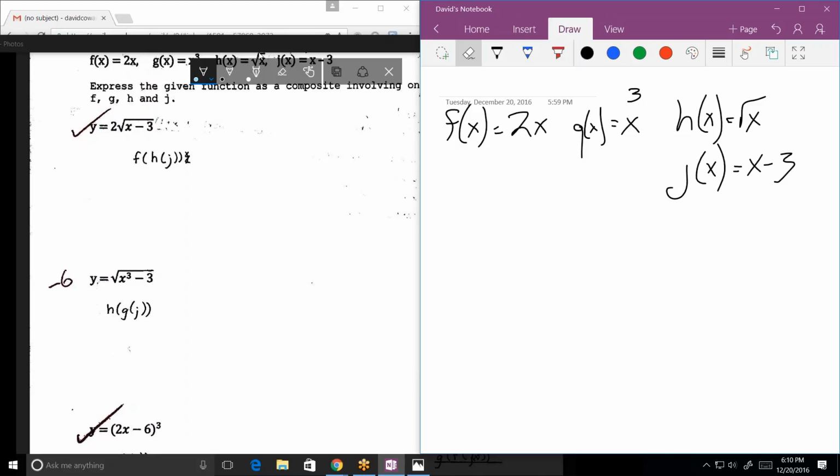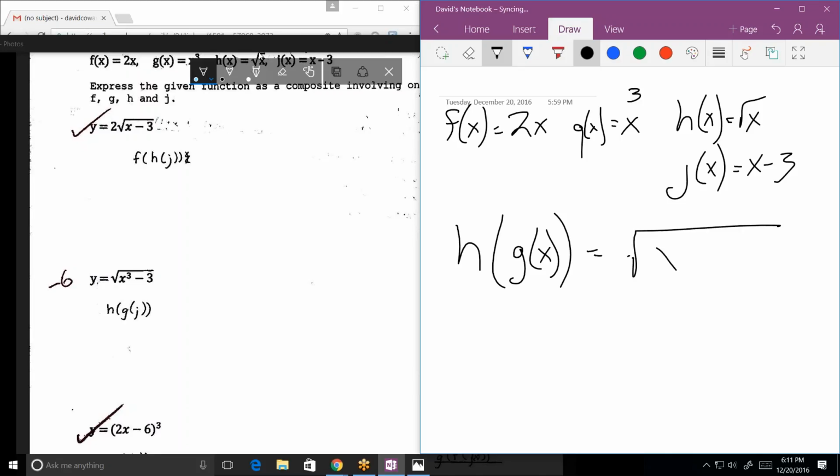Let's see. What would it be if I said g of x? And again, I don't know a great way to do these other than by trial and error. Just kind of play around with it. If I said this, what does this give you? That'd be square root of x cubed, which is not quite what we have, but it's closer.